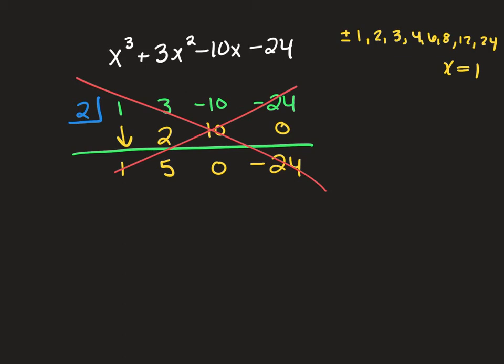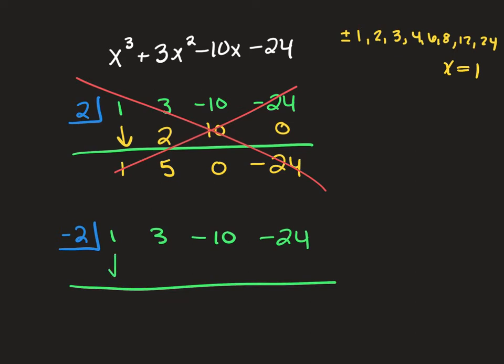Let's try negative 2, right? Because remember, we have negative numbers. So 1, 3, negative 10, negative 24. So bring down our 1.